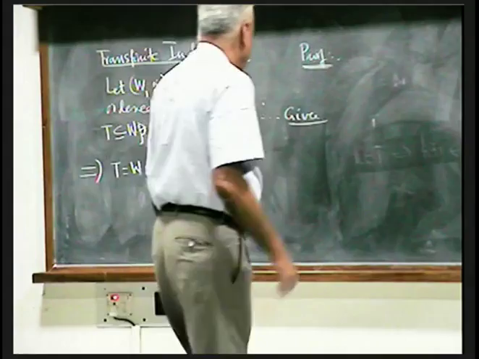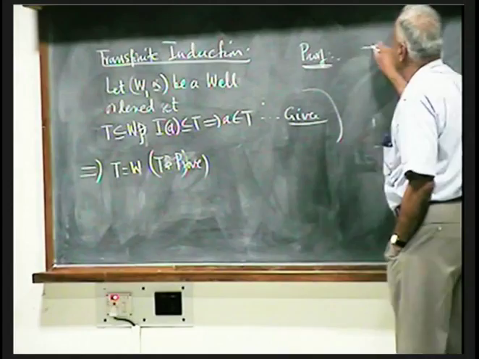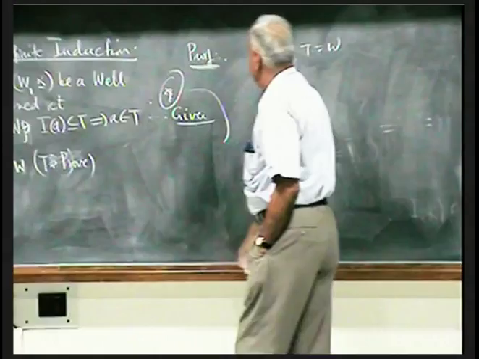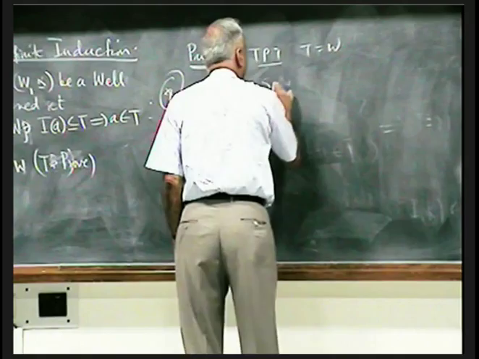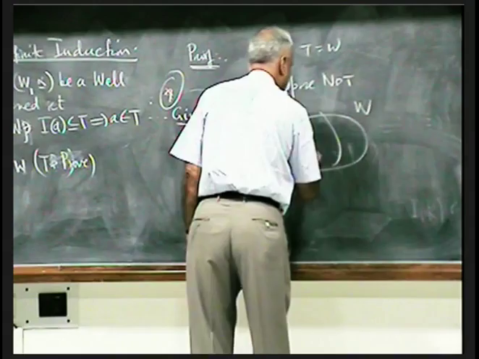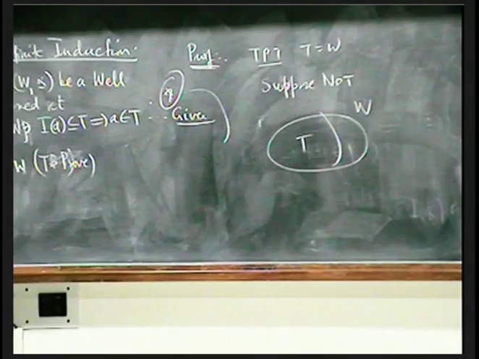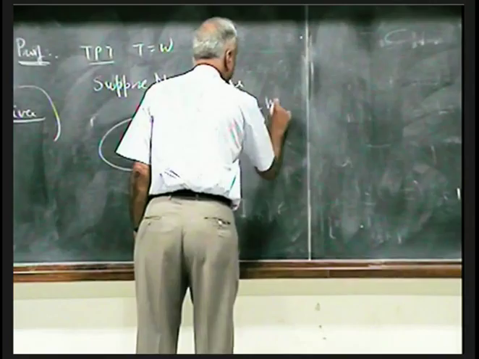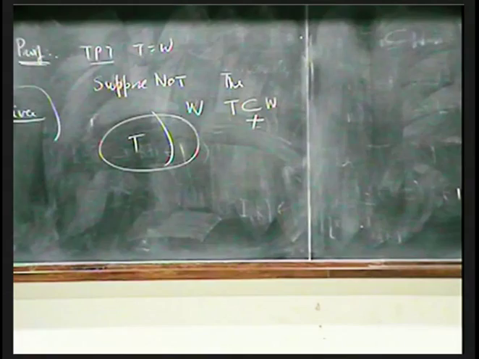So, how do I prove that? I want to prove that T is equal to W. This is given. We want to prove that T is equal to W. Suppose not. The great gambit, okay? So, we have W here and T is part of it, strictly part of it. So suppose not, then T is strictly contained in W, because T is a subset of W. Now T is not equal to W, so T must be a strict subset of W.